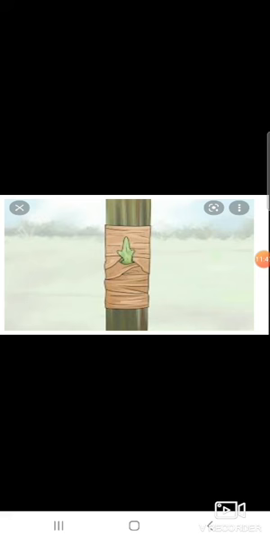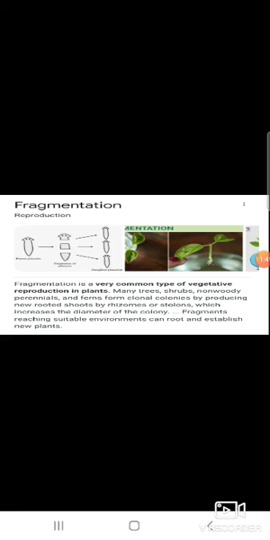Okay, then only fragmentation. What is fragmentation? In ponds we see so many algae. Spirogyra is a filamentous alga. When it matures, the filament divides into pieces. Each fragment of the filament will grow into a new filament, a new individual. Likewise, Spirogyra produces many young ones, and this process is known as fragmentation.